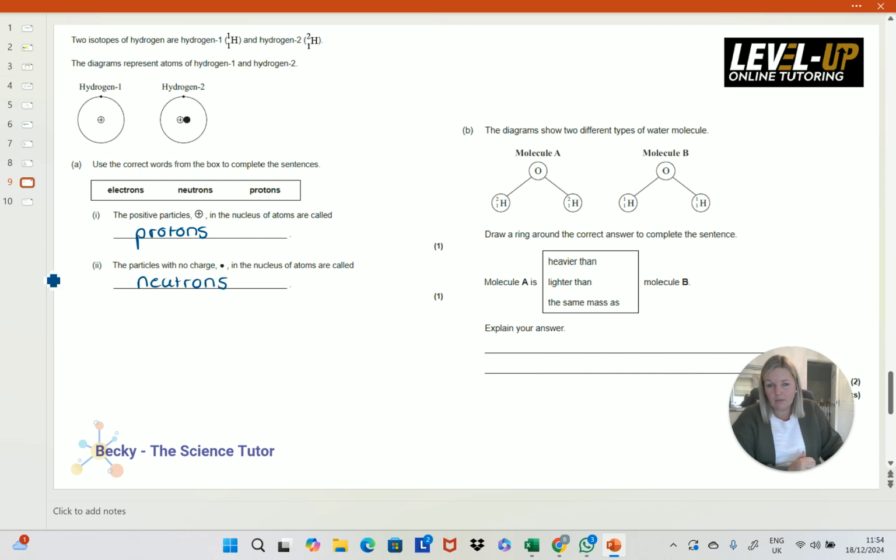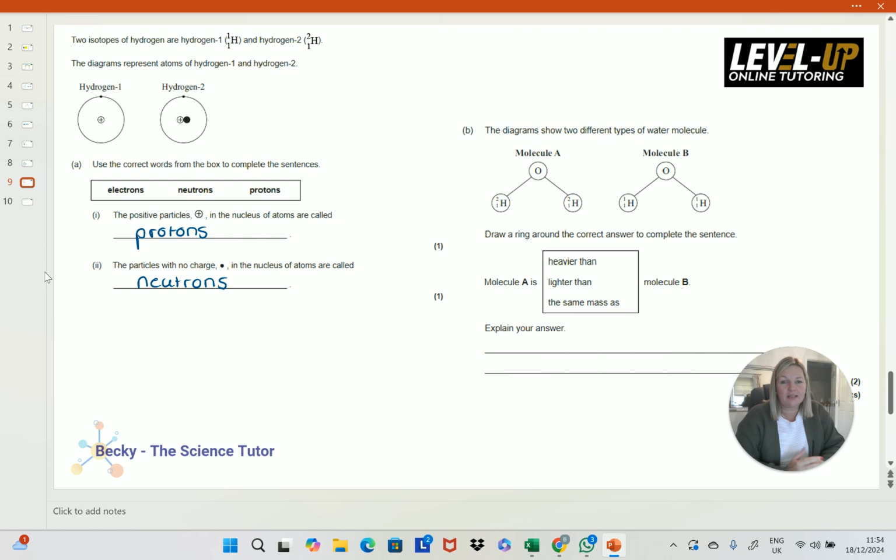Okay, so again, even though this question is about isotopes, it's testing your knowledge of atomic structure first. Got to get those fundamentals locked in, because everything else builds on those fundamentals of that atomic structure. Then we've got 2 molecules of water, so we can see we've got hydrogen bonded to the oxygen, and it asks us to draw a ring around the correct answer.